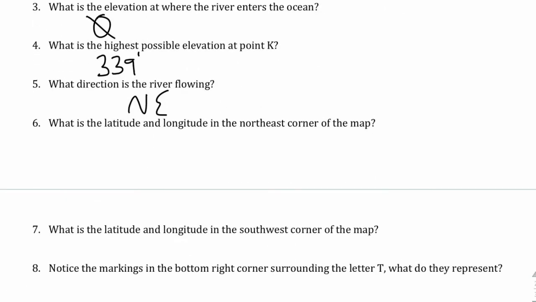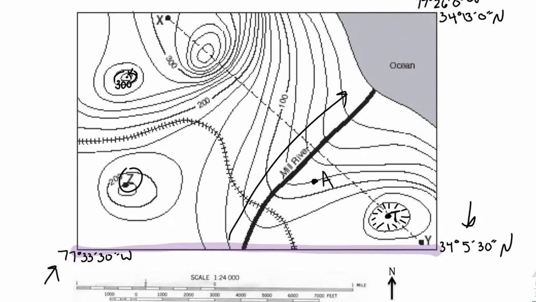The next question says, notice the markings in the bottom right corner surrounding the letter T. What do they represent? That's right here. For us, we don't need to worry about it. We didn't go through this, but it represents a depression. We're just going to scratch it. Don't care about it. Going to move on.